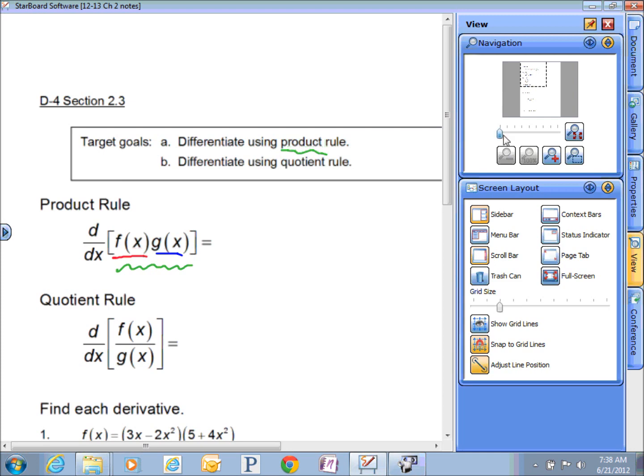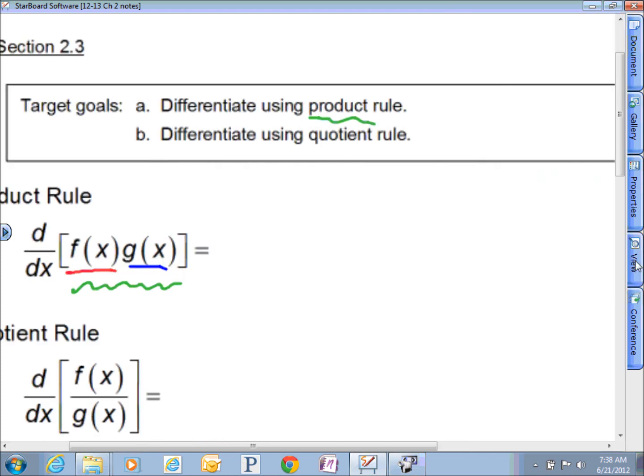I'm going to zoom it in a little bit so you can see it a little bit better. So there's two things being multiplied, which means there's two terms in my derivative. How do I figure it out? Well, basically you're going to look at it and take inventory. I see two things being multiplied. Okay, so pick one of them, f of x. What's its derivative? Its derivative would be f prime of x.